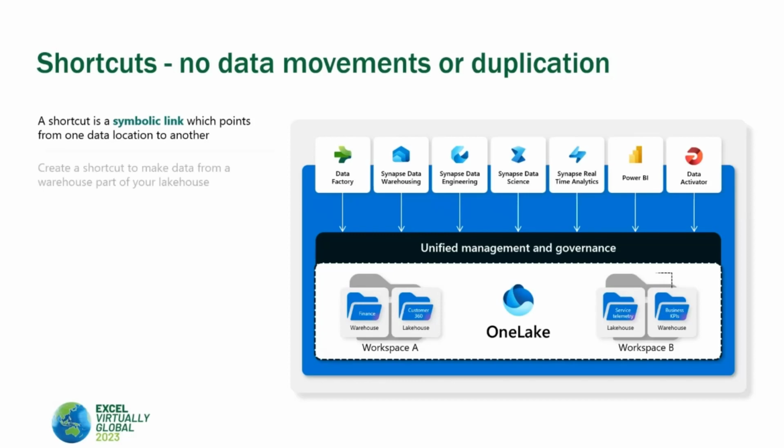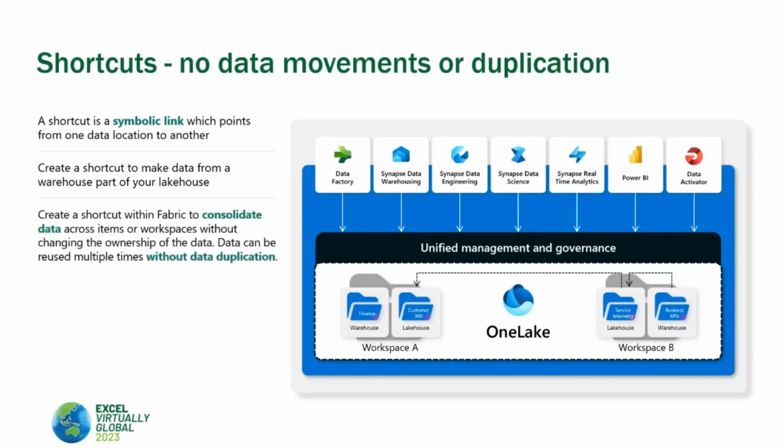So, for example, if you want to have a table from your warehouse in your newly created lakehouse, you just create a shortcut. You don't need to copy data from your warehouse. So you don't need to have multiple copies of the same data in different data items. Also, you can use shortcuts to consolidate data across workspaces.